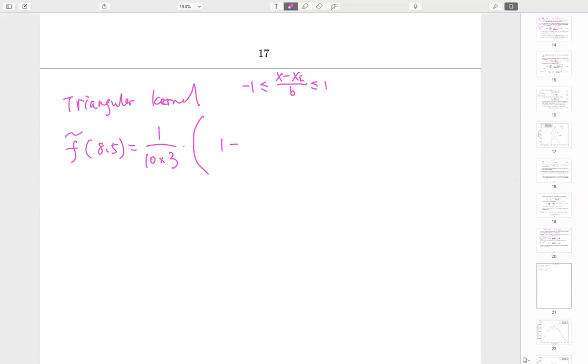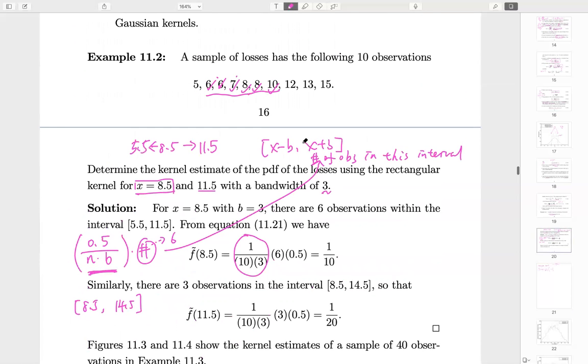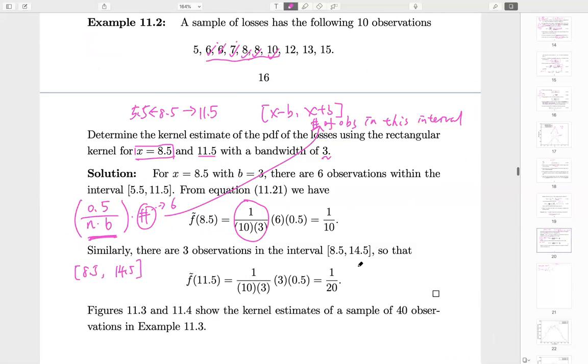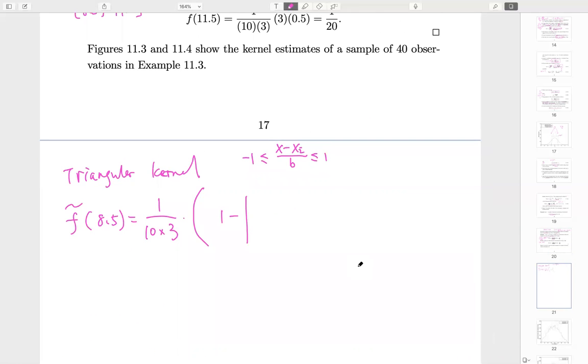1 minus, what would be my first point? My first point is 6. 6 minus 8.5 divided by 3. Okay. Another way to think of this is 1 minus something less than 1. If you put the point is greater than 1, which means you don't need to include that.